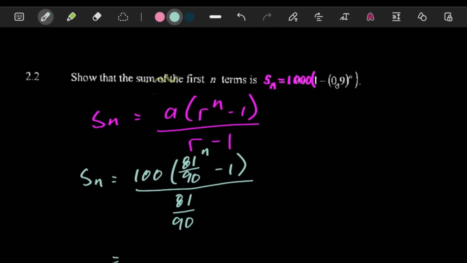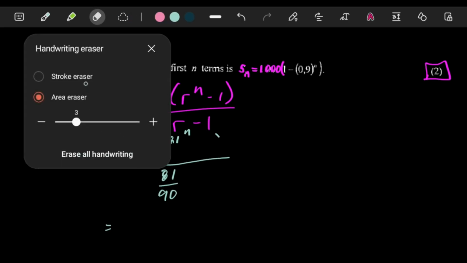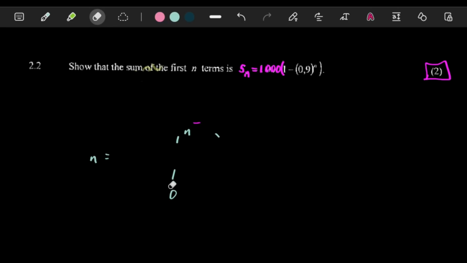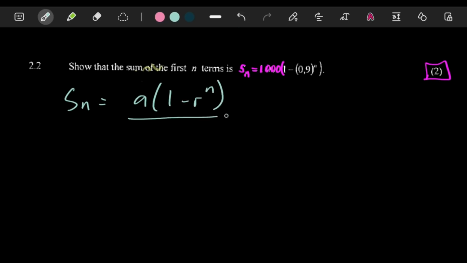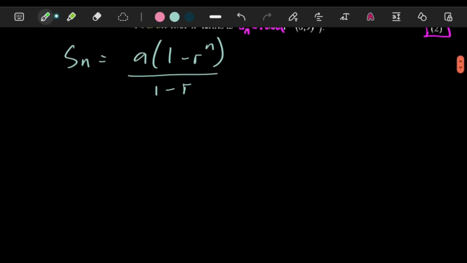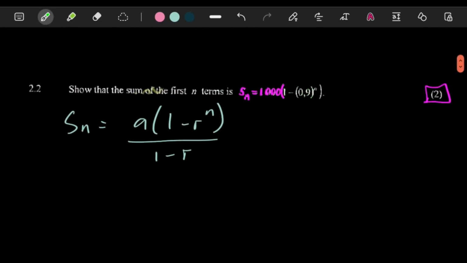Let's do it the other way around. Let's use the other one. Remember with these formulas, there are two of them. One has 1 minus r at the bottom and at the top, and the other has r minus 1. So let's try this one. Sn is equal to a times 1 minus r to the power of n, over 1 minus r. It's just the same formula, these two can be swapped around and it still works out.